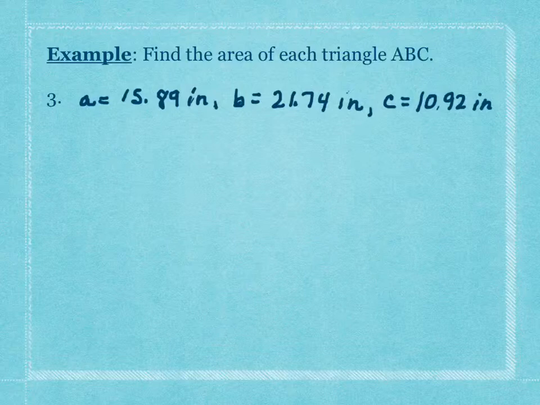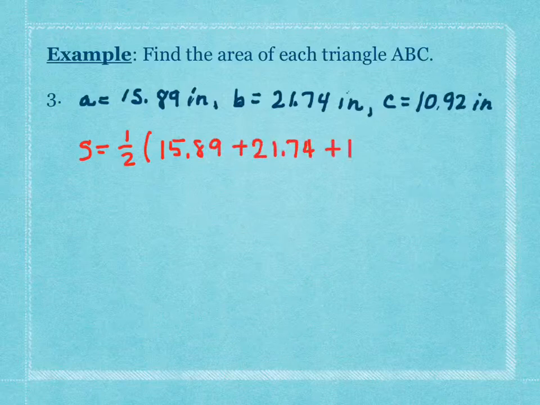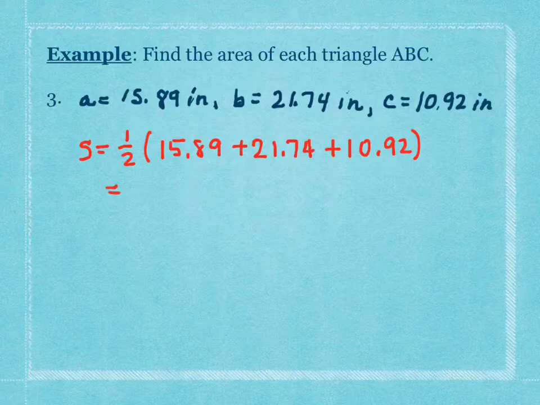And I just told you a minute ago, what's the first thing we're going to do? We're going to find S. So S is going to be 1/2 times 15.89 plus 21.74 plus 10.92. And when I add these and divide by 2, no matter how many decimals I have, I'm going to write them down. Generally speaking, you're not going to have more than, I can't remember if it's 3 or 4, so it's not going to be a whole bunch. But don't shorten this, okay? Keep it exact. We're not going to round in the middle of the problem.